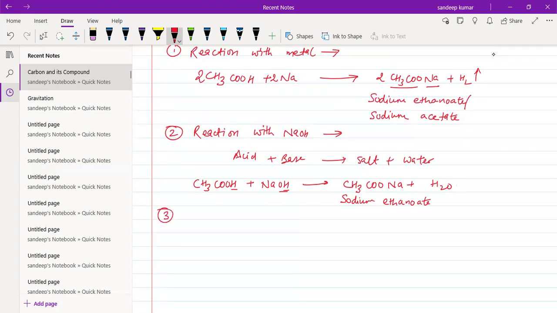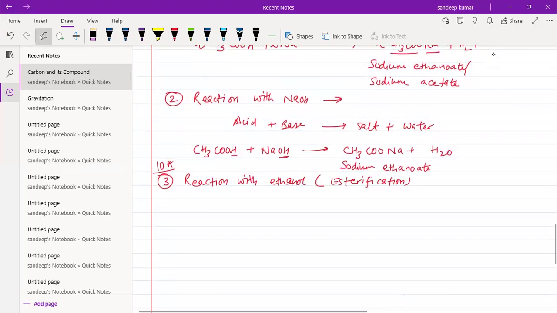Next, the third reaction is what? Reaction with ethanol. Very, very important. This is 10 star, very important. The reaction of ethanoic acid with ethanol is also called the esterification reaction. Very important reaction. What happens in the esterification reaction? Ethanoic acid reacts with ethanol and forms a fruity smelling compound called an ester. So ethanoic acid is CH3COOH, and the ethanol formula is CH3CH2OH.